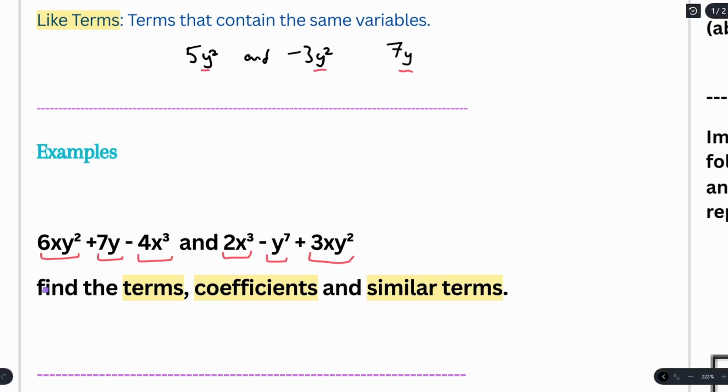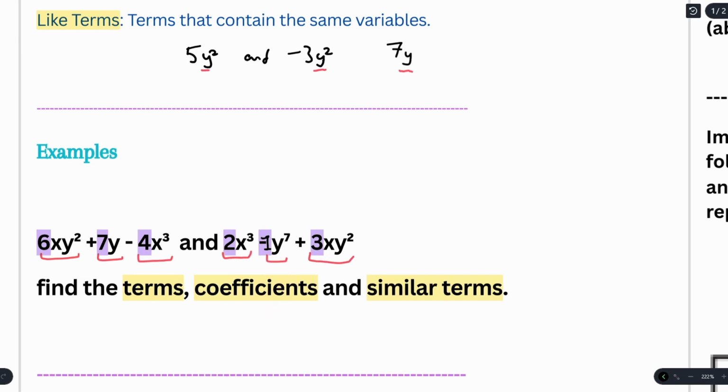Okay, now let's find the coefficients. In the first term, 6 is our coefficient. In the second term, 7 is our coefficient. And here we have 4 as our coefficient. On the right side, 2 is the first term's coefficient. The second term's coefficient is, well, you don't see anything, but don't forget that there is an invisible 1 here, right? It's being multiplied by 1. So negative 1 or 1 would be our coefficient. And here 3 would be our coefficient.